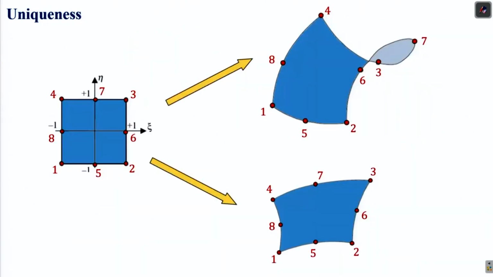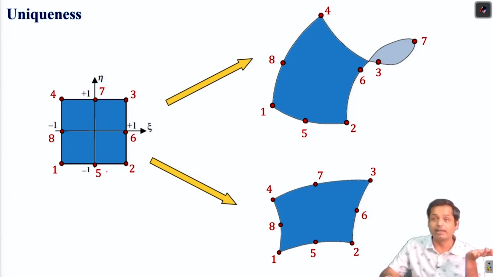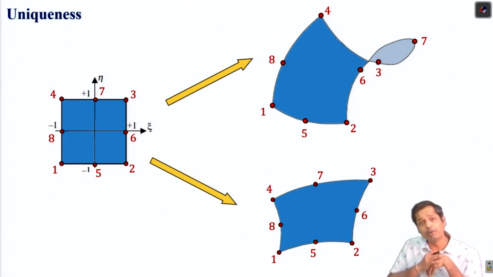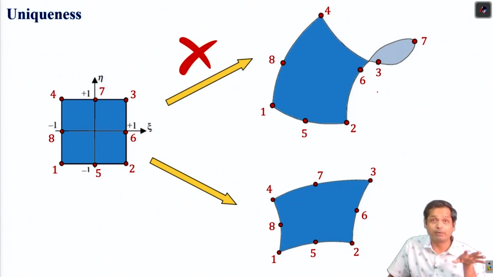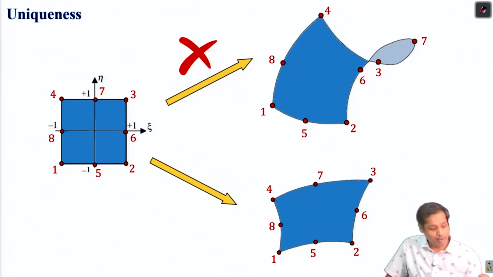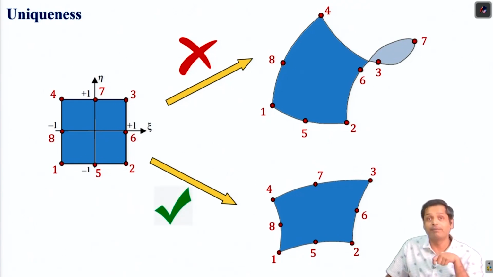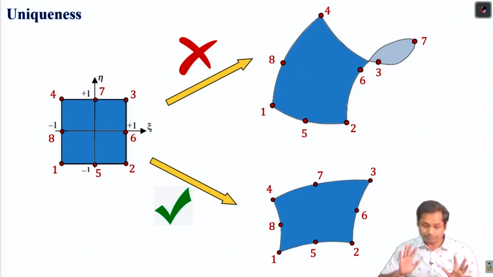Just to give you an example, if we have a parent element like this, and the physical element, for some reason, looks something like this, then this is not acceptable. You will not get a unique map, whereas this is absolutely fine. So this needs to be taken into account.